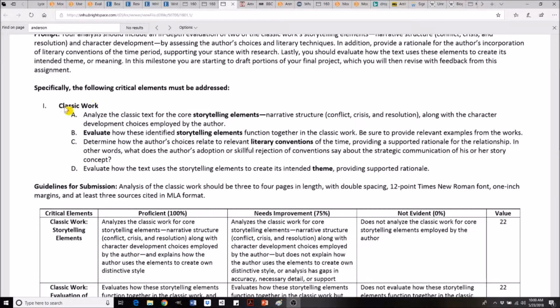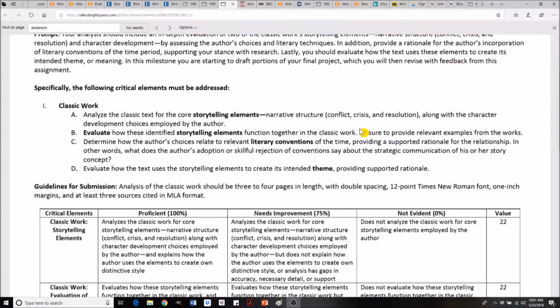One other thing I'm going to point out here with my yellow cursor are these word choices. We have analyze, evaluate, determine, and then back to evaluate. And those are purposely done. Analyze is you're going to be examining these storytelling elements and then using evidence from your classic work to back it up. So if you say something like the conflict happens at a certain point, then you use evidence to back it up, hence an analysis.